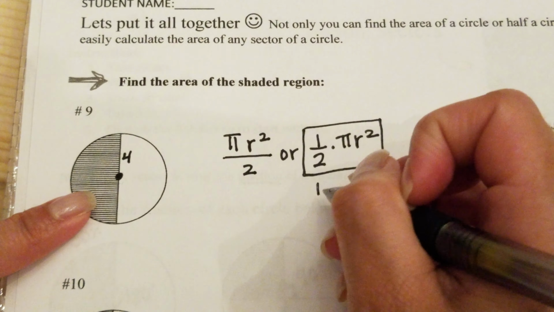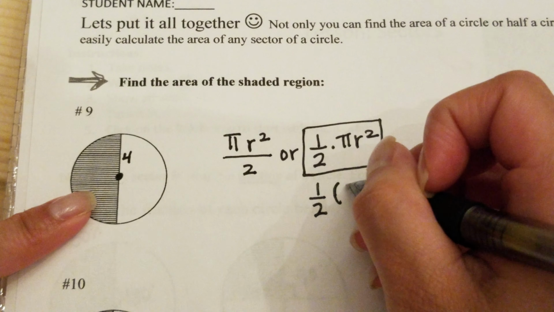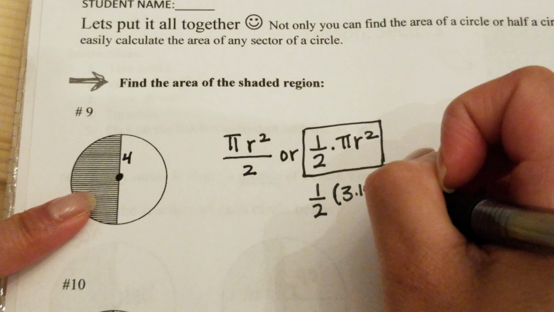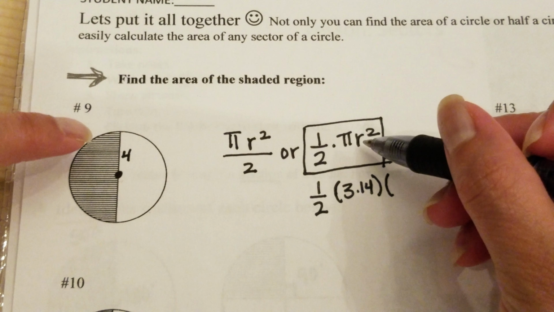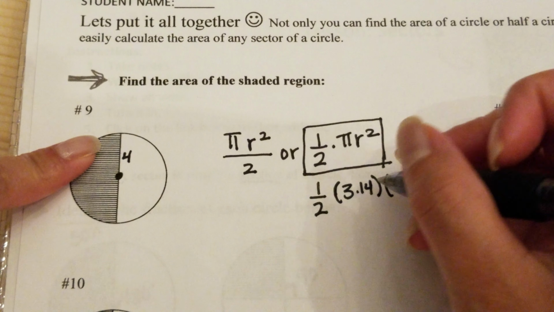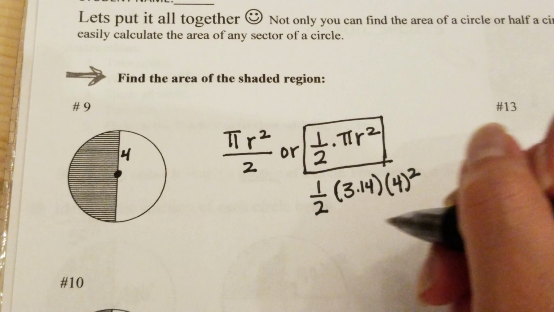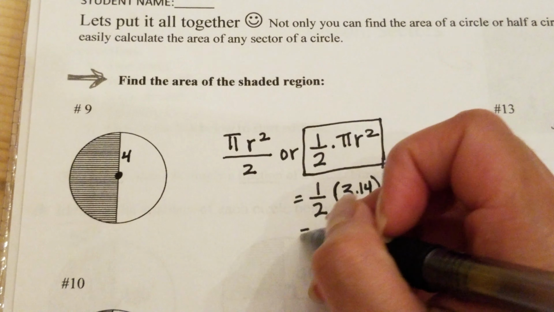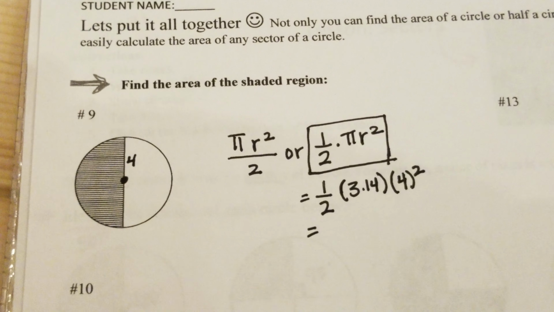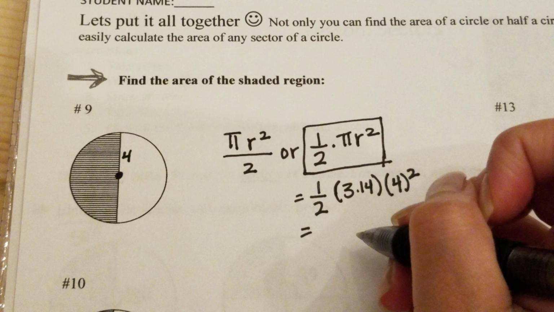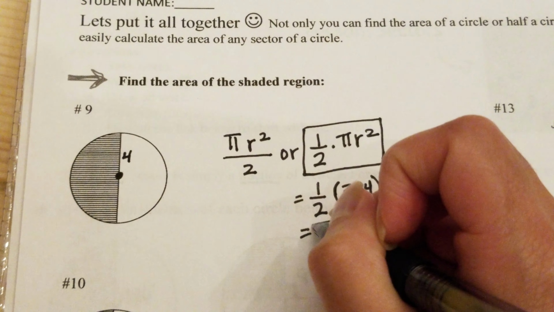So let's complete it. So 1/2 times 3.14. And the only thing that you need for this formula is the radius. The radius is 4. So plug it in. And this is the part where you're gonna need your calculator just to multiply these numbers and get the answers. So when I multiply these numbers, I got 25.12. Okay, this is the area.